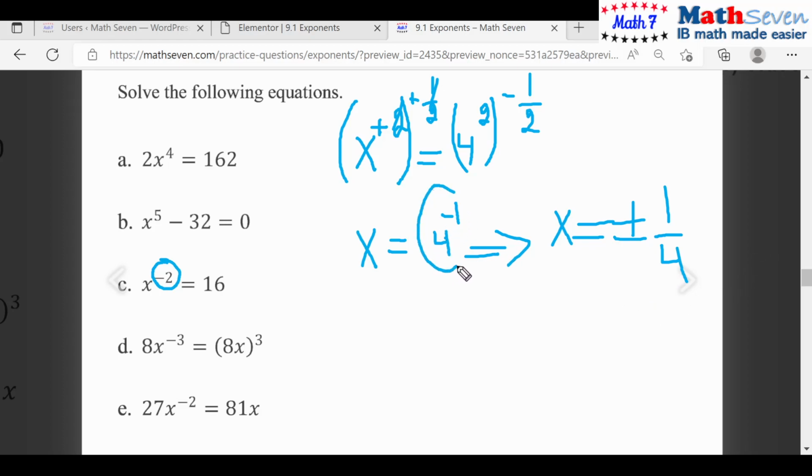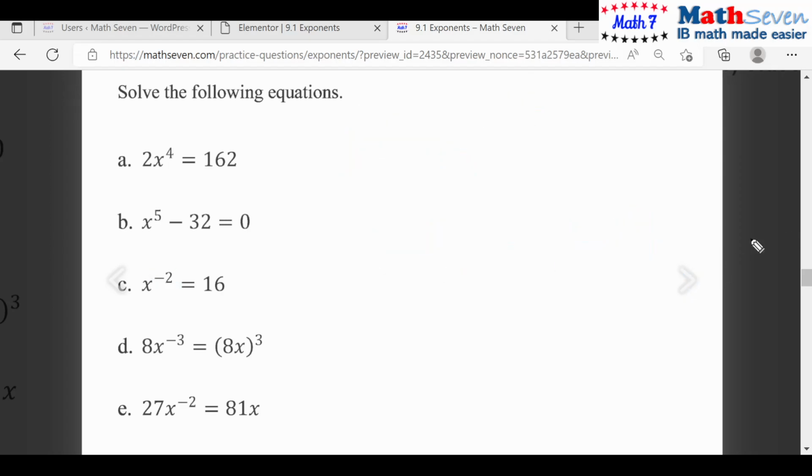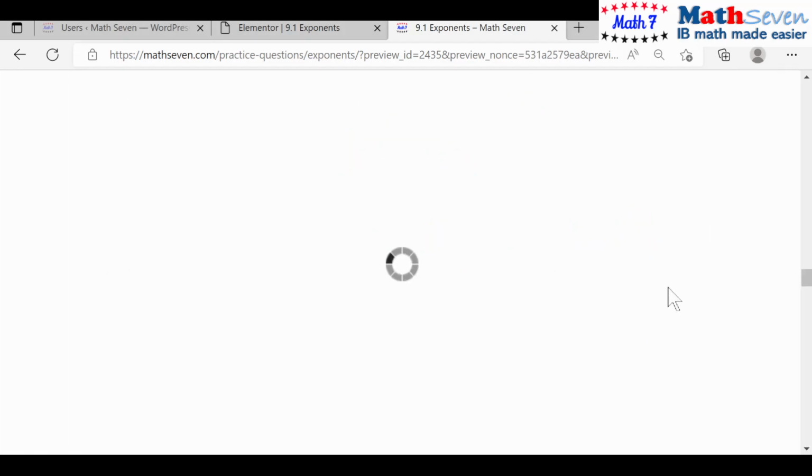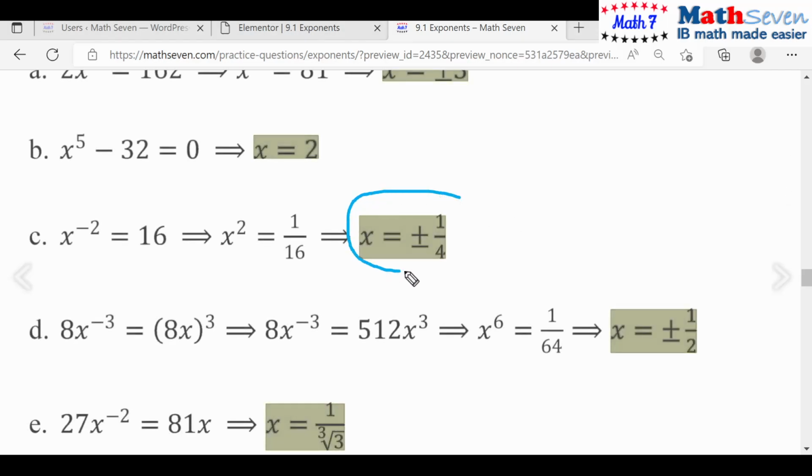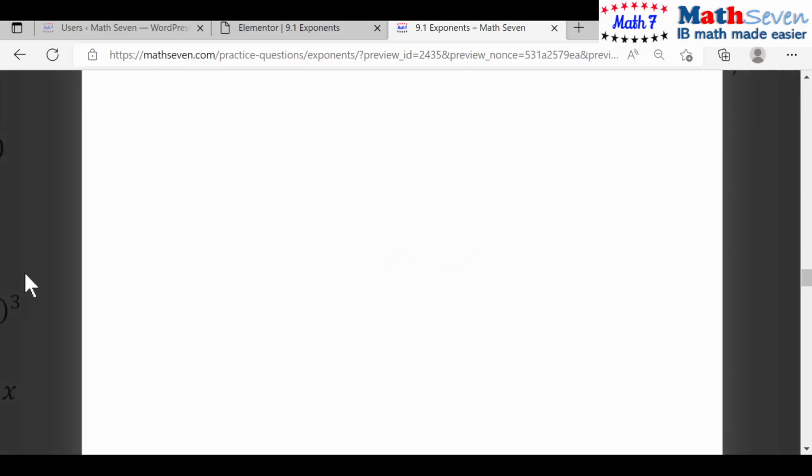In the IB, remember, you're not allowed to have a negative exponent. You should always make it positive. That's why we flipped it and took the reciprocal of it: 1 over 4. Let's check the mark scheme. As you can see, there's our answer.